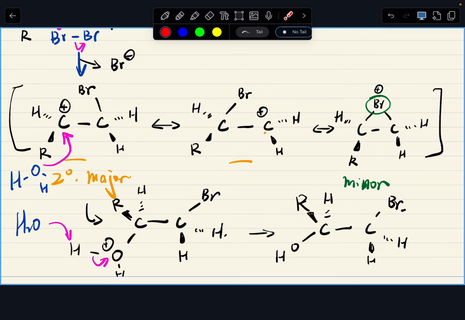Okay, so among the 3 resonance structures, we first look at the position of the positive charge, right? So in this case, 2 of them are on carbon, 1 of them is on bromine. Now bromine is a more electronegative atom, and hence it doesn't like that positive charge, it wants electrons. So this one is ruled out as a minor contributor. And then among the 2 carbon-centered cations, the secondary carbocation is more favored than the primary. So the leftmost is the most major contributor to the overall structure.